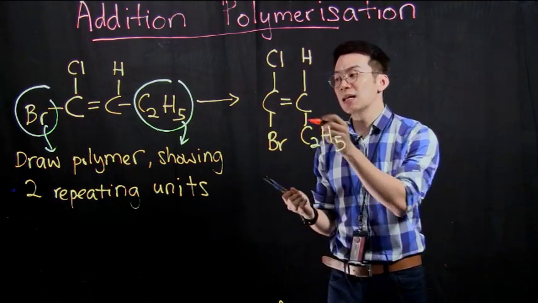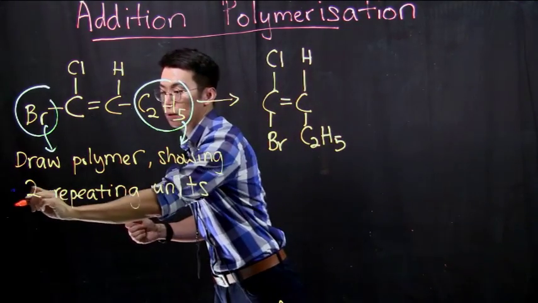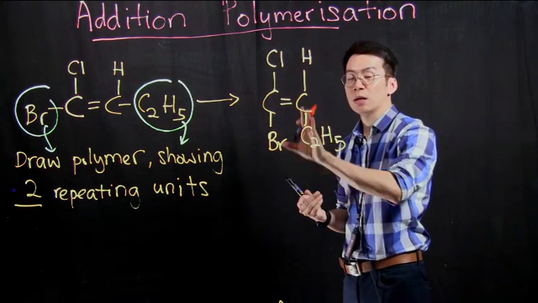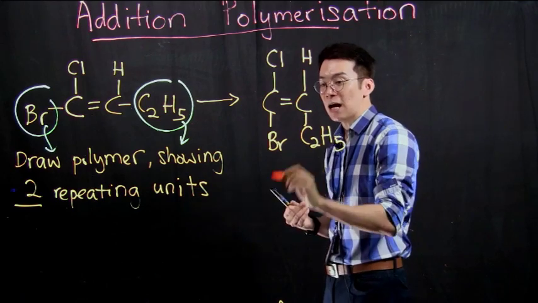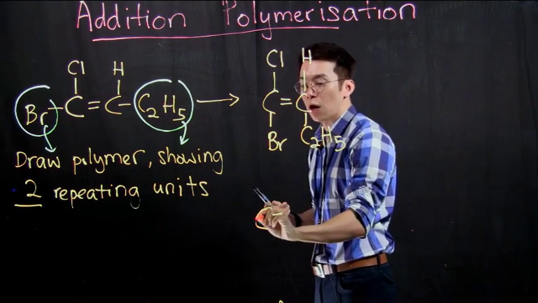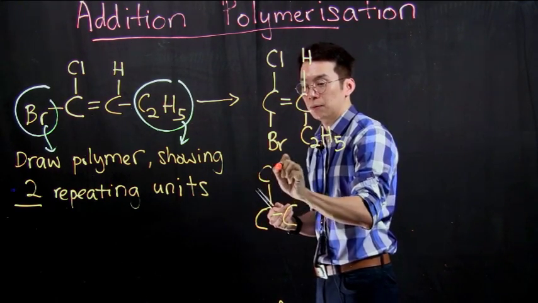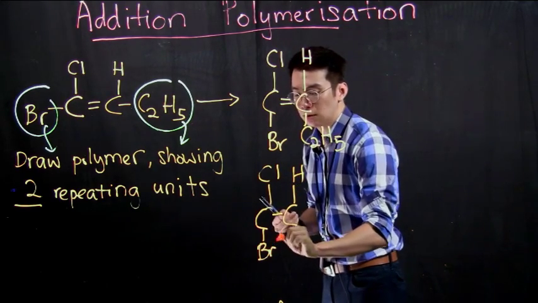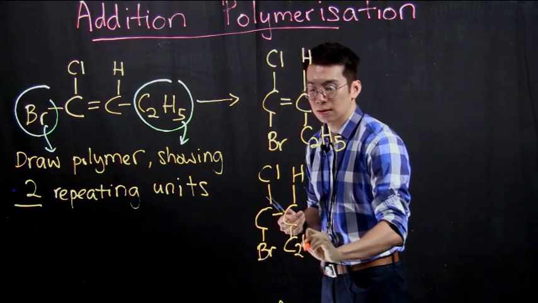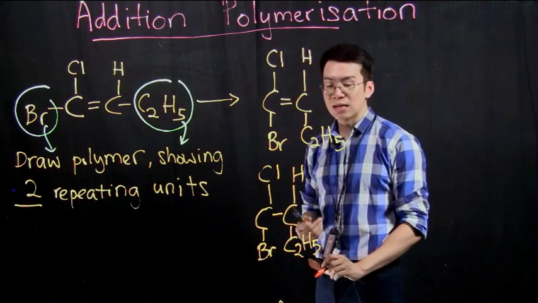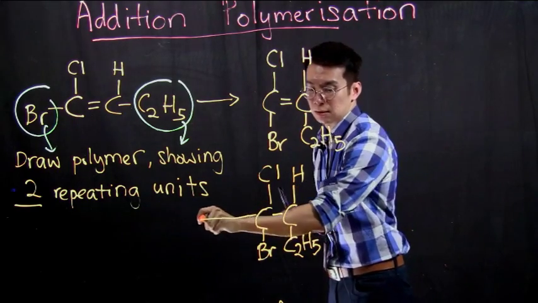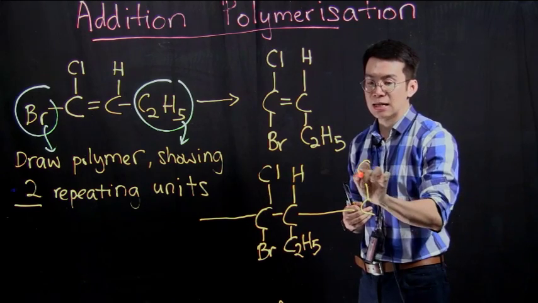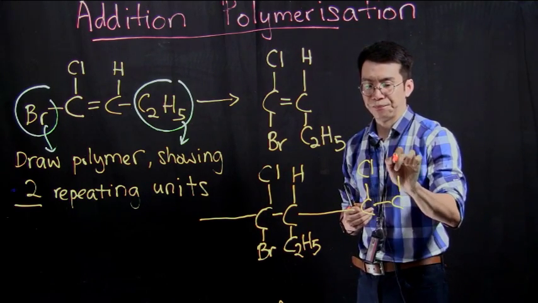Now if the question says two repeating units, I need to make use of this monomer and draw it two times. From here, I will draw without the double bond. Everything else is the same, just that now you don't draw the double bond. Because the question says two repeating units, this is one, and I draw one more time, exactly the same.